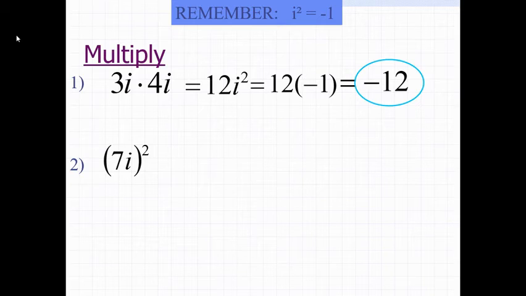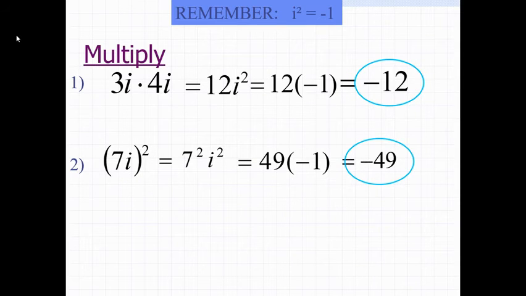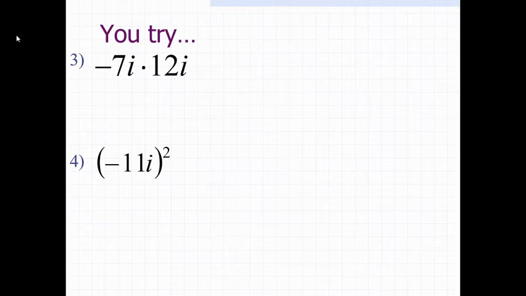Here we have 7i squared. So we're going to have 7 squared i squared. So we'll get 49 times negative 1. So we get negative 49. Now you're going to try. Please do the first one.